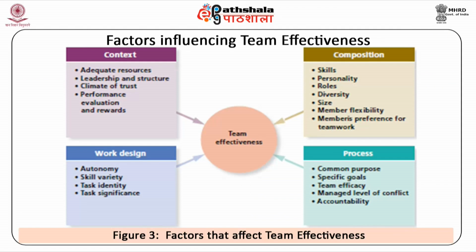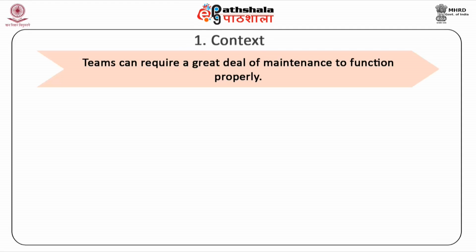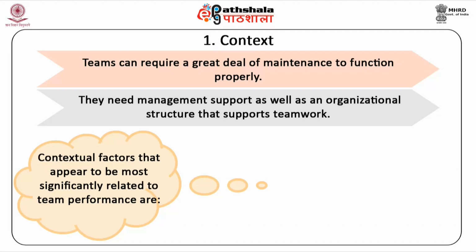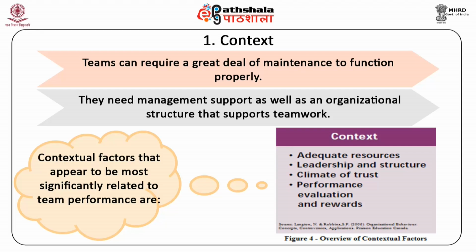Factors influencing team effectiveness are context, composition, work design, and process. Context. Teams can require a great deal of maintenance to function properly. They need management support as well as an organizational structure that supports teamwork. The four contextual factors that appear to be most significantly related to team performance are adequate resources, effective leadership, a climate of trust, and a performance evaluation and reward system that reflects team contributions.